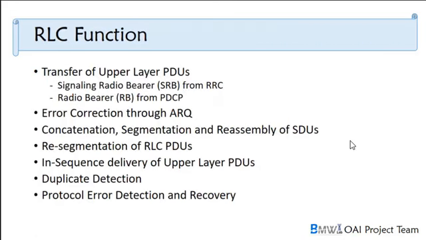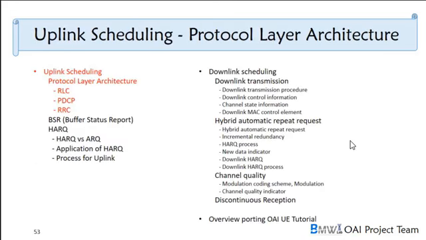Now we are going to the RLC function. Before that, I will mention that there are layers in scheduling. The lowest one is physical. I didn't put it here, and after physical there is MAC, and then RLC, PDCP and RRC. So we just focus on the three parts.